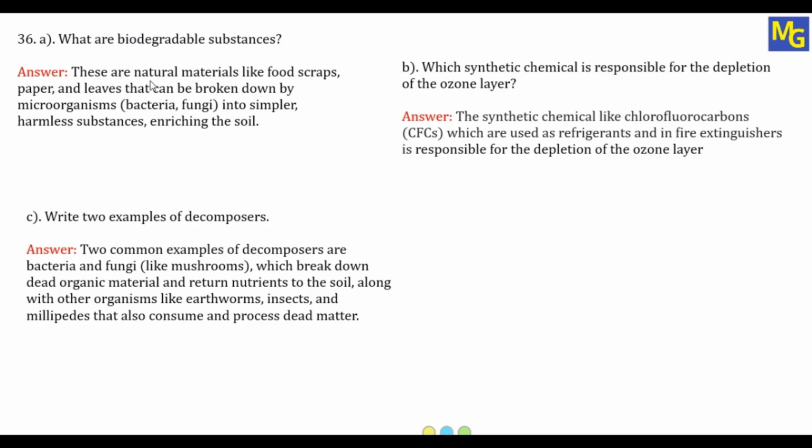These are natural materials like food scraps, paper and leaves that can be broken down by microorganisms like bacteria and fungi into simpler harmless substances, enriching the soil. So we have to tell which substances are called biodegradable. As I told, food waste, paper or dry leaves, if you throw these in the soil, microorganisms like bacteria and fungi will grow on them.